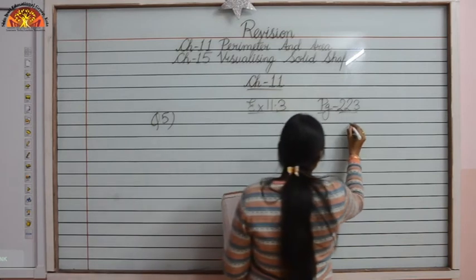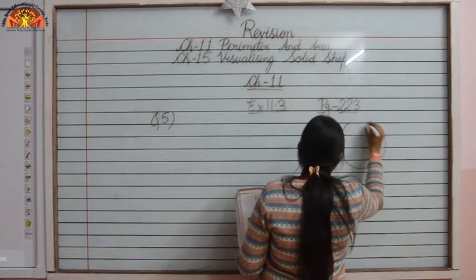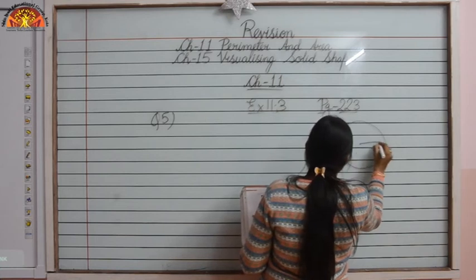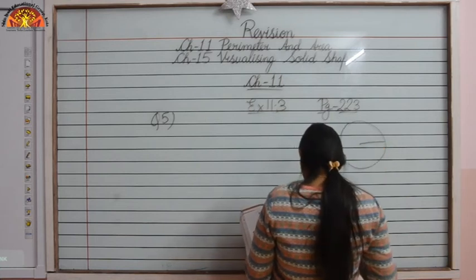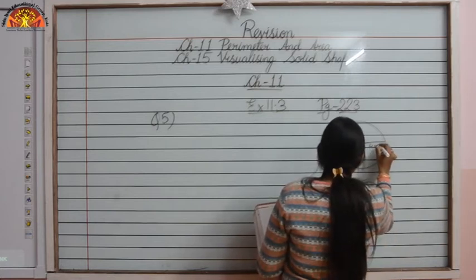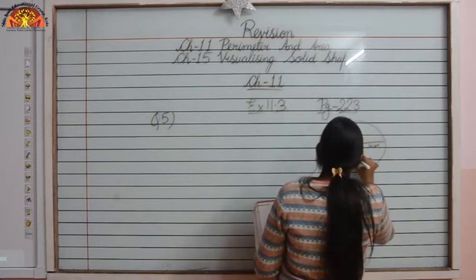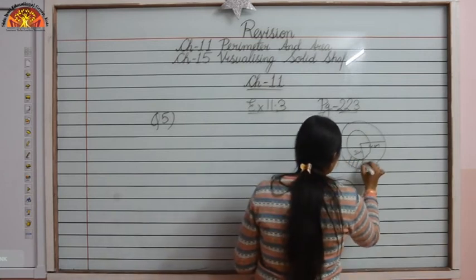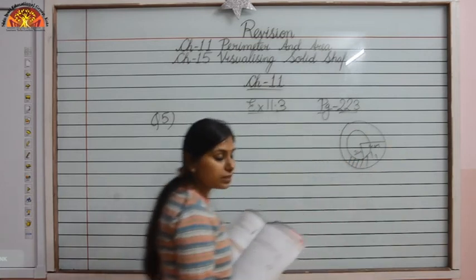So first of all we'll just draw the figure. This is a circular sheet whose radius is given 4 centimeter, and from this circular sheet a circle of radius 3 centimeter is removed. So you have to find the area of this remaining sheet, okay.